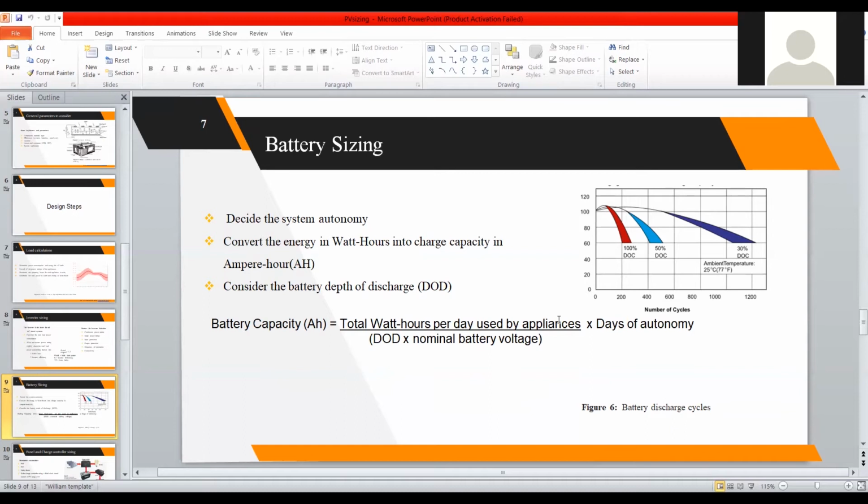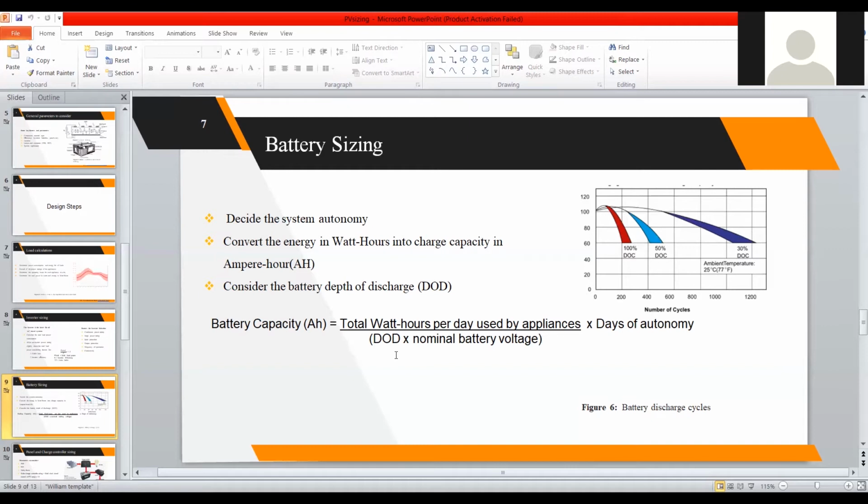So you know the energy, you multiply the energy by the days of autonomy, then you divide that energy by the DOD, or rather the depth of discharge, multiplied by the system voltage at which you are operating. So this will give you the total capacity of the batteries. Then to know how many batteries you actually want for the system, you just have to divide that battery capacity by the capacity that each battery has. So that will tell you the number of batteries that are required to sustain the demand that you need.